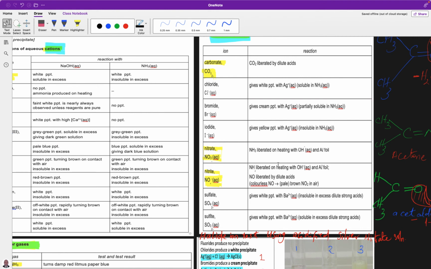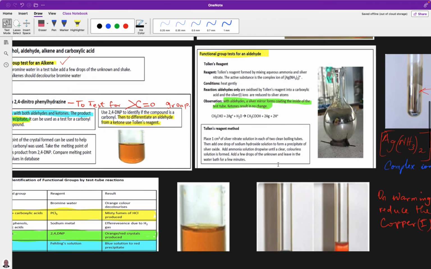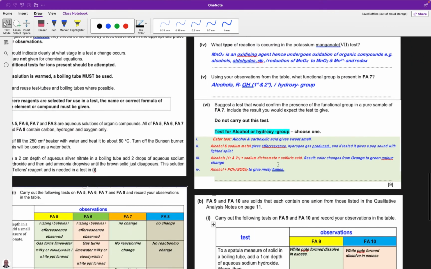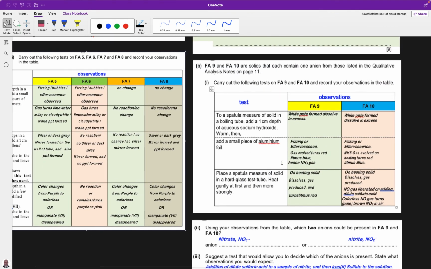So when you do it, always go back to your reference page and see if your results tally. When your results tally, you can go ahead and record them in the observation section. So I did that and I recorded the results as observed. So now I concluded that it was ammonia gas. The same thing for Fa10.